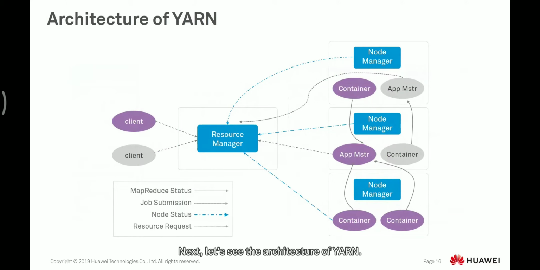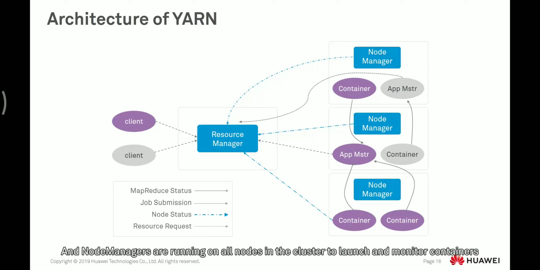Next, let's see the architecture of YARN. It consists of the following components: client, resource manager, node manager, application master, and container. Client is used to submit jobs to resource manager. A resource manager is used to manage the use of resources across the cluster. There is only one resource manager in a Hadoop cluster. And node managers run on all nodes in the cluster to launch and monitor containers, and they also report node status to resource manager periodically.